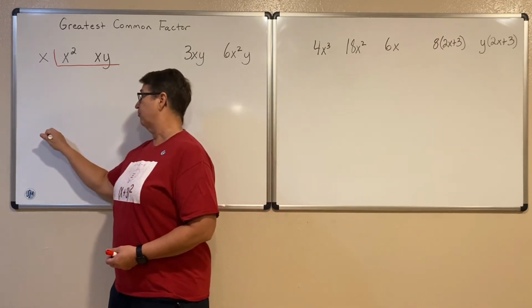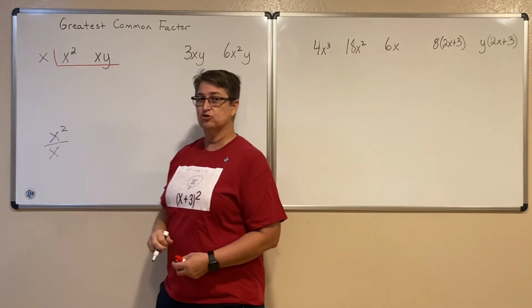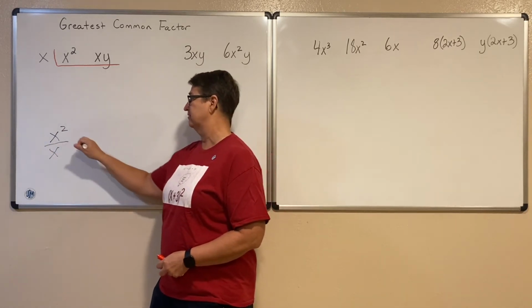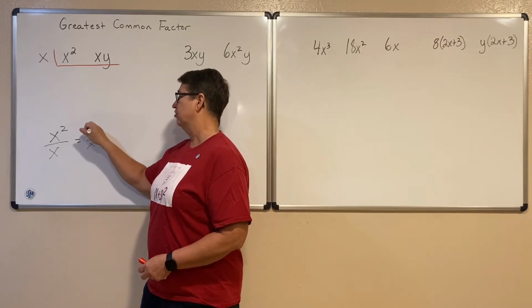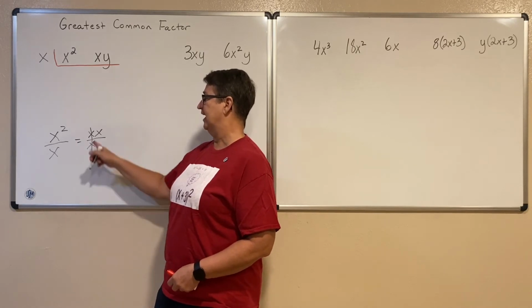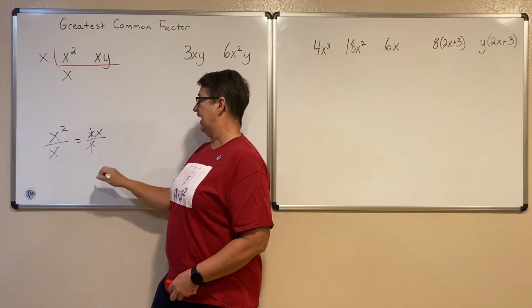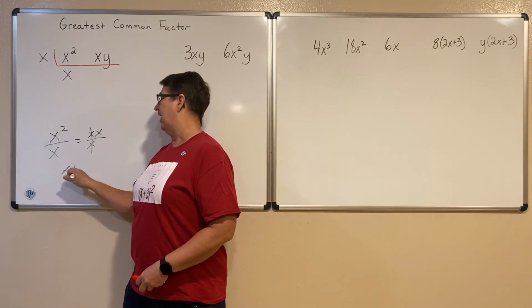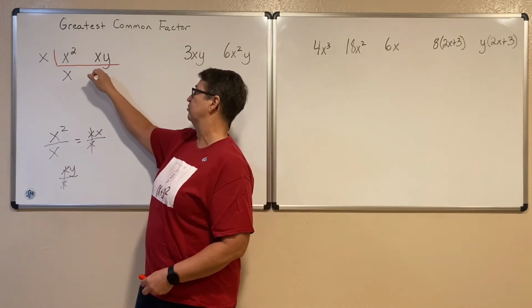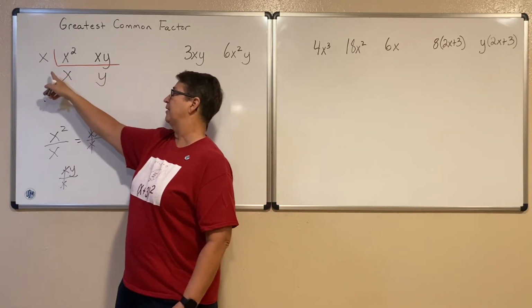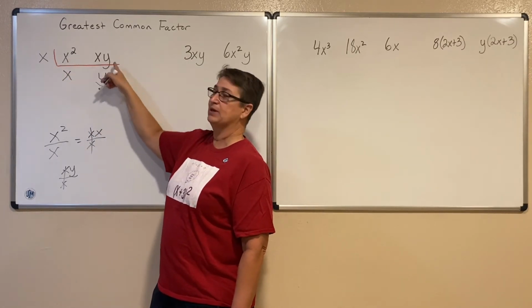Now remember from when we did our exponents, if I have x squared divided by x, what this is equal to is x times x over x. So I've divided out one x, and it just leaves me with an x. And if I take xy and I divide it by x, again, I'm dividing out that x, it just leaves me with y. So x times x gives me x squared, and x times y gives me xy.